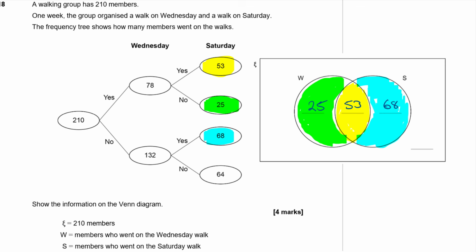Okay. And then I guess the rest went to neither, didn't they? So this last one down here has got to be the people on the outside of the bracket. I could do the whole thing, but I'm just going to shade that a little bit there. So they are the 64 people who were no for Wednesday and no for Saturday. Now you might want to just double check that adds up to 210. I'm pretty sure it does because of the way the frequency tree works. They all kind of branch out of 210, those four values, don't they? So I think it's good.